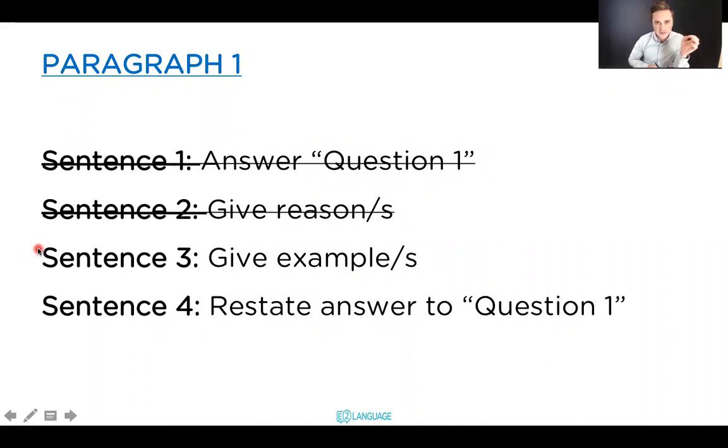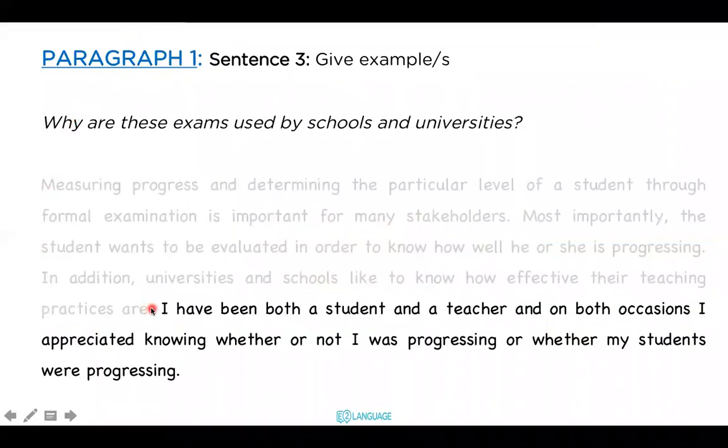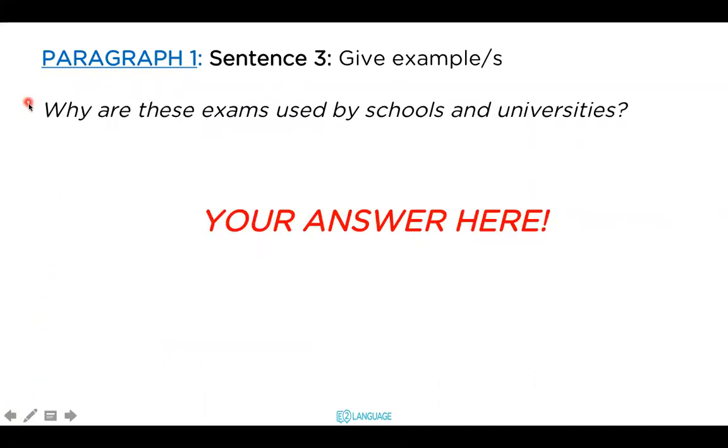But what I'll do first is give you my example so you know what I've done here. So I wrote, and this is a personal experience, I have been both a student and a teacher, and on both occasions, I appreciated knowing whether or not I was progressing or whether my students were progressing. This is my example. So maybe you want to use something personal in your example. So why are these exams used by schools and universities? Give your example. You have 2 minutes.